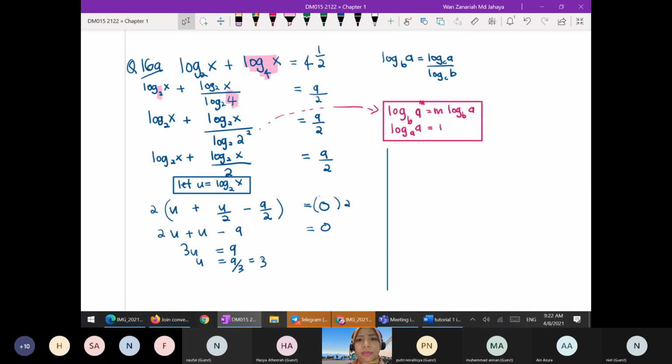Okay. So now we substitute back. So our u is log x base 2. Log x base 2 equals to 3. So ini tukar kepada indeks, 2 power of 3. 2 power of 3 adalah 8. Okay. So far okay? Okay, madam. Yes, okay. Okay, good. Alhamdulillah.